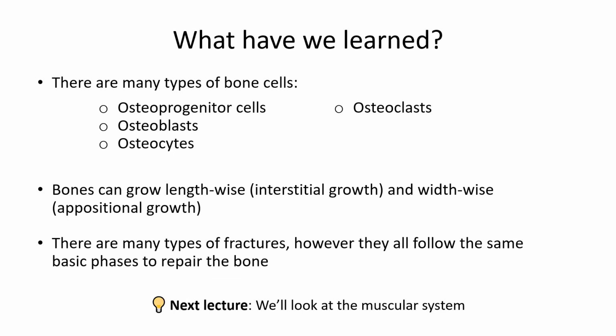We've covered a lot in this video lesson, but to recap some of our main points. We know that there are different types of bone cells, and broadly we can categorize these as our bone building cells, so these being our osteoprogenitor cells, osteoblasts, and osteocytes. And then we have our bone crushing cells, with these being our osteoclasts. We discussed the difference between interstitial and appositional growth, and specifically where they occur in the bone. And finally, we identified several common fracture types and discussed the phases in which bones repair after obtaining a fracture.